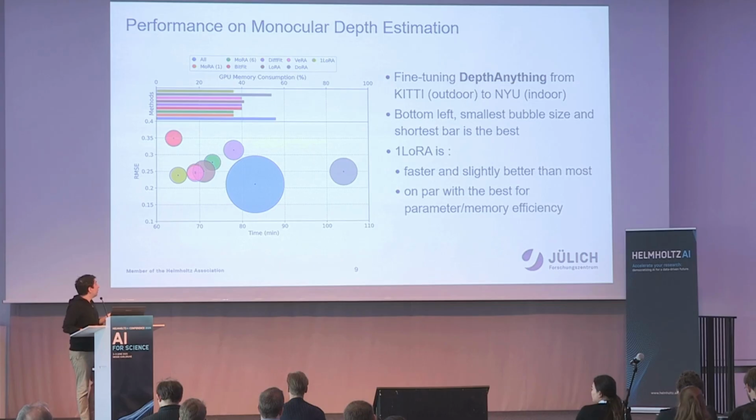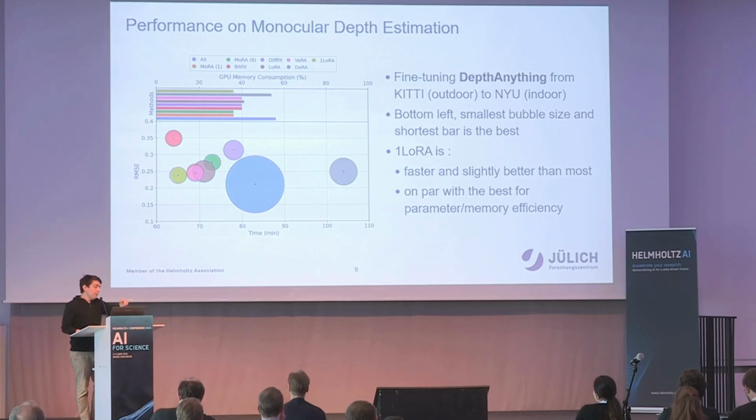So let's see the performance. We're not going to go through all the tasks that we computed, but in this case it's monocular depth estimation. In monocular depth estimation, the goal is to estimate the depth given a single image as input. And in this context, we do a transfer from KITTI to NYU, which is outdoor scenes to indoor scenes, and we fine-tune a Depth Anything model.